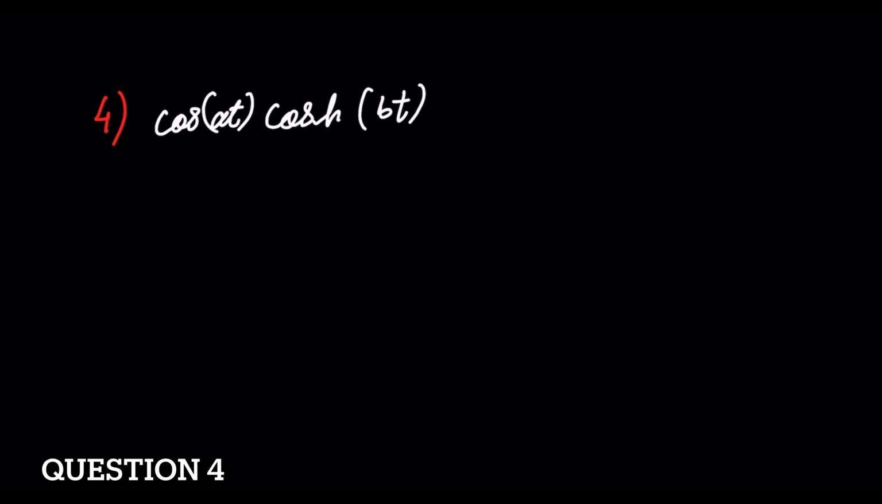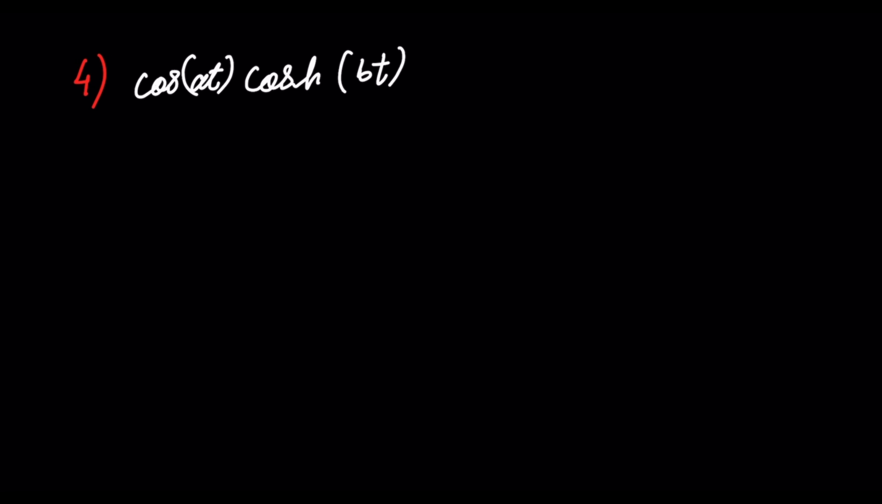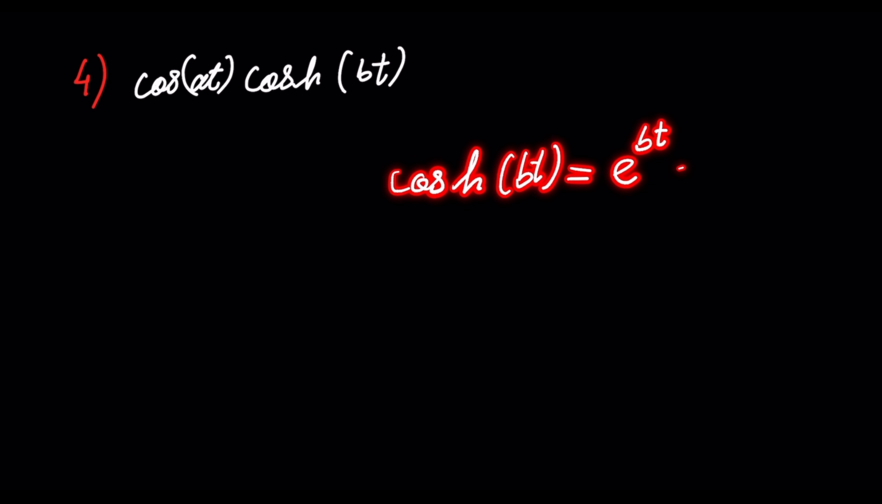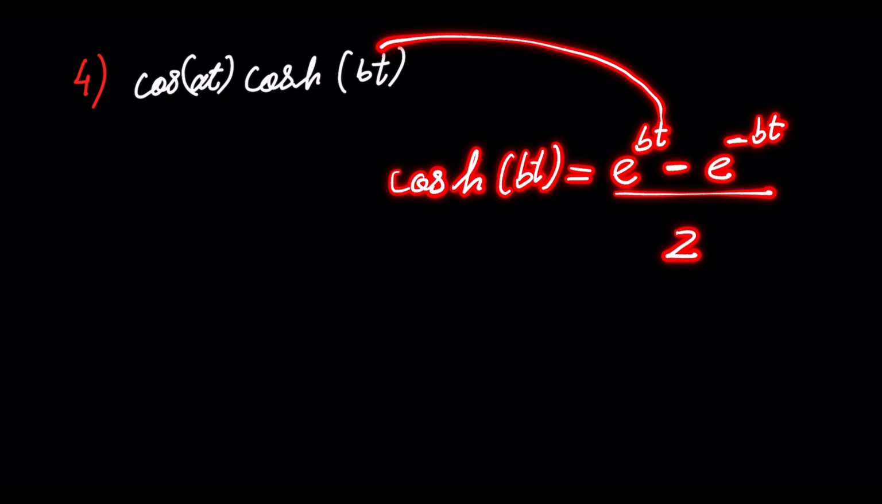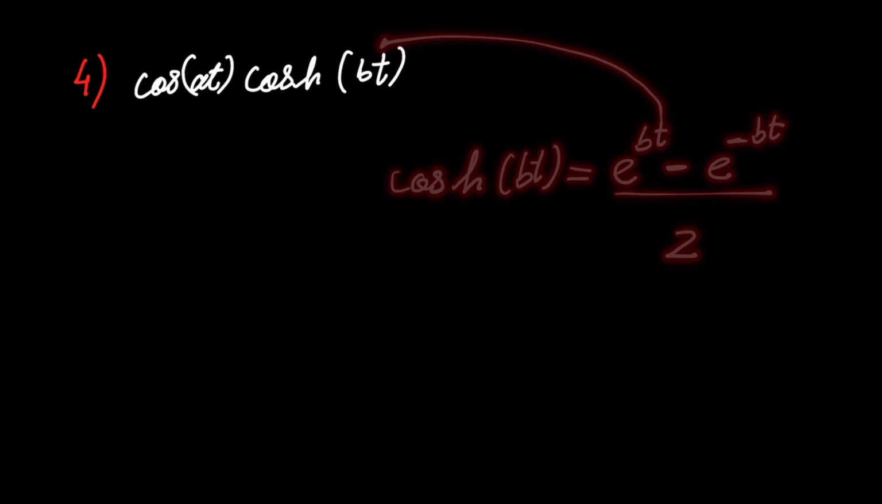In this case, where the cos of at is being multiplied with hyperbolic cosine of bt, we do not recall any shifting property or any standard Laplace transformation formula that applies as it is to this kind of multiplication. However, we already know that the formula for cos hyperbolic bt is equal to e power bt plus e power minus bt divided by 2. So we substitute this into our original equation here, and then break the term into two parts and solve each term individually. So let's do that.